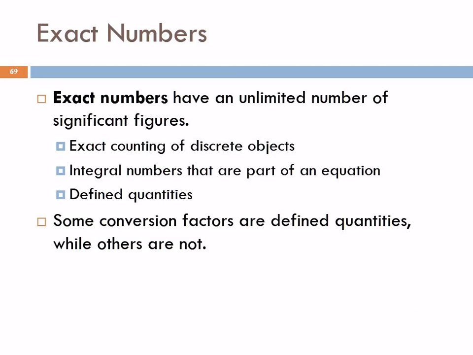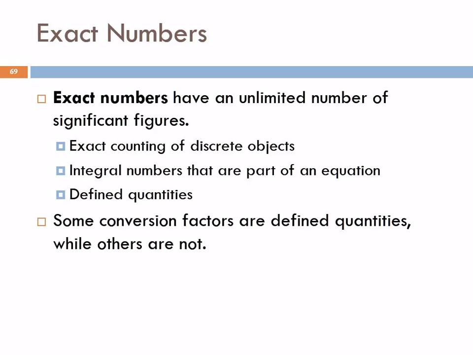Then we have exact numbers. We treat exact numbers as if they had an unlimited number of significant figures. How many fingers am I holding up? 2. Is there any uncertainty in that? No, it's exactly 2. We could say it's 2.00000. You could say 0 forever. Exact. So when we count discrete objects, we have an exact number.